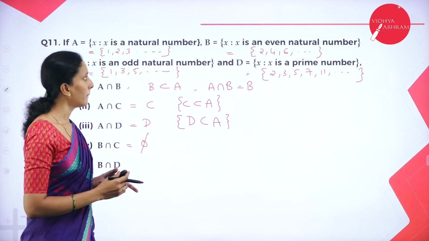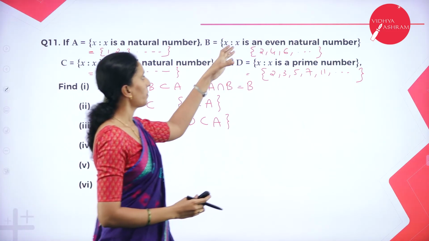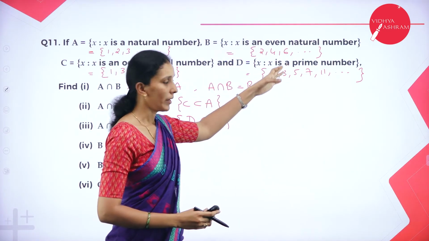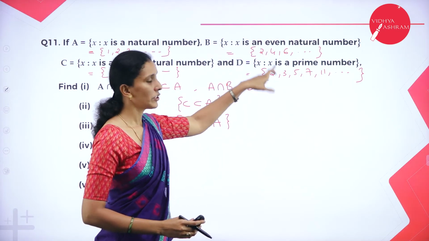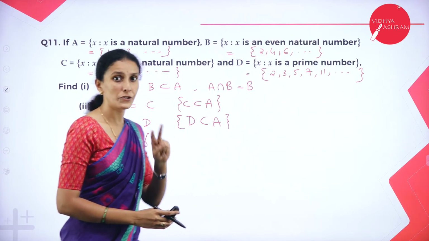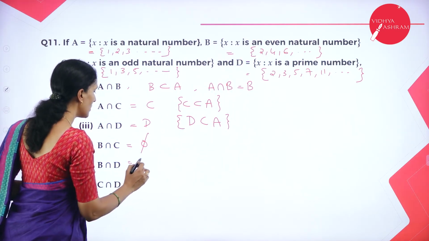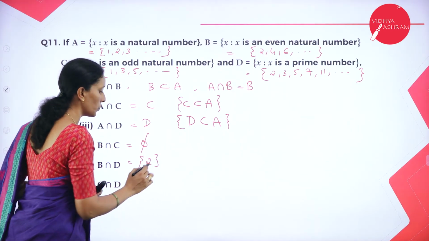Next, we have B intersection D. B is even natural numbers and D is prime numbers. The only number which is common in both sets is 2. That is the even prime number. So, here you have only 2.